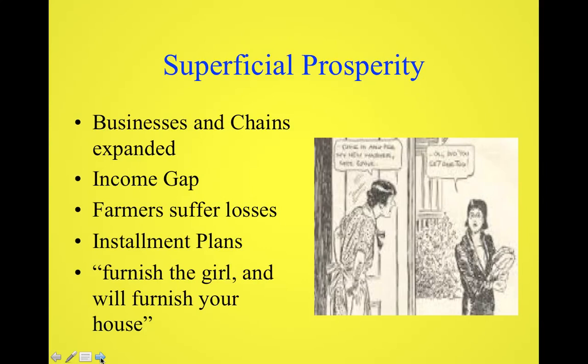"A dollar down is a dollar forever" was the advertisement during this time. We see people putting items on installment plans, borrowing money that they didn't have to buy various goods to furnish their houses, with the new appliances and furniture, etc. During this time, they said, "You furnish the girl, we'll furnish your home." That's a quote that was used in advertisement by large corporations.